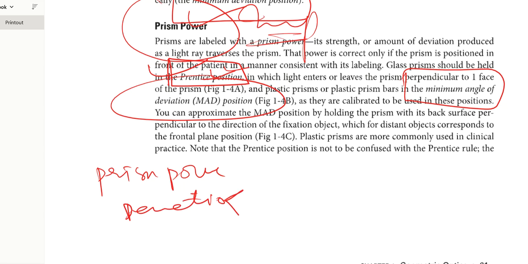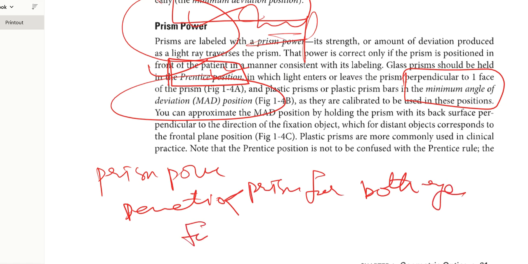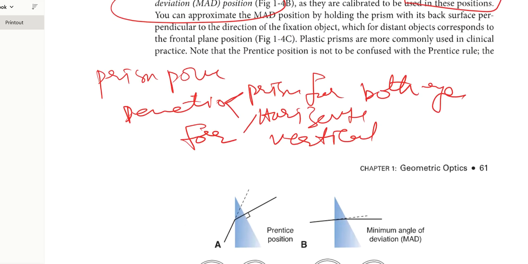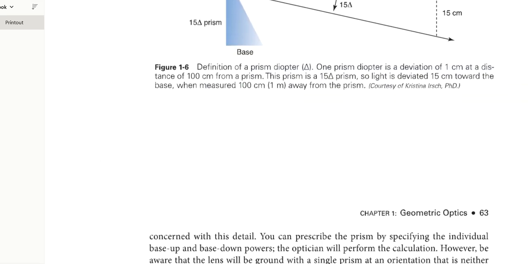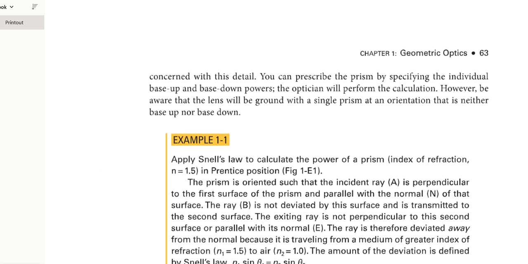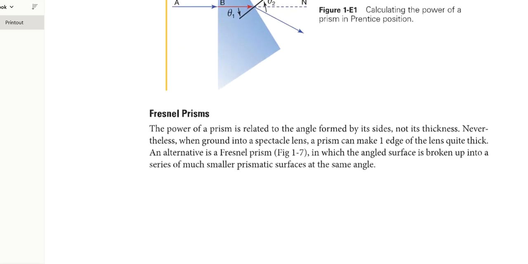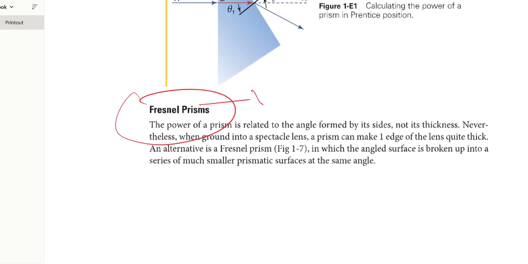You will have to prescribe prism for both eyes, and also for horizontal and vertical deviations. Please read this topic from here and from any source you can get. Fresnel prism again very important, okay.